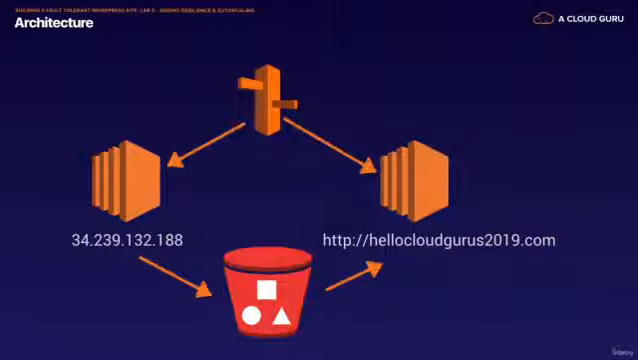And then we're going to have a fleet of EC2 instances here, and their job is to constantly poll the S3 bucket looking for changes. And when people visit our domain, hellocloudgurus2019.com, Route 53 is going to send them over to this group of EC2 instances. It's going to send it over to this fleet. It's not going to send it to our writer nodes, so it's just going to send it to our read nodes only. So let's go in and set this up now.